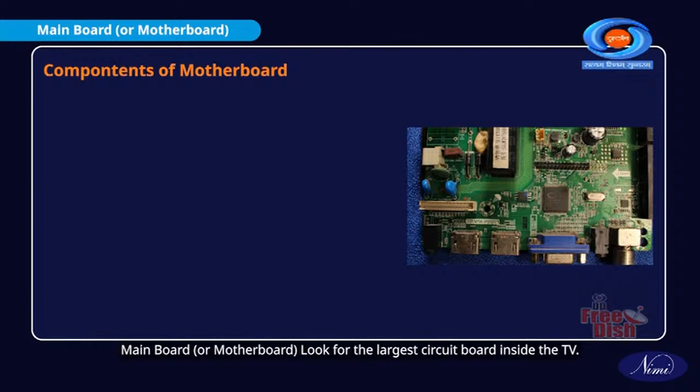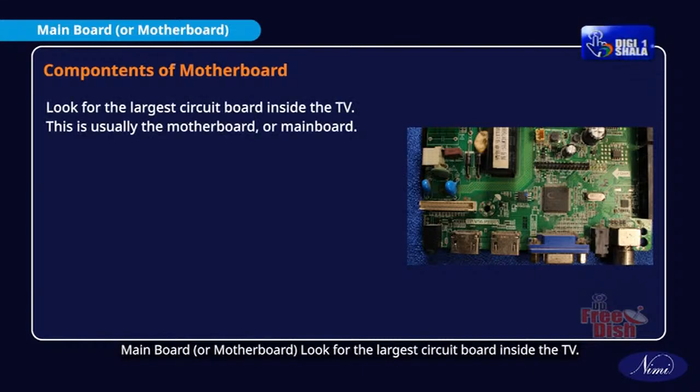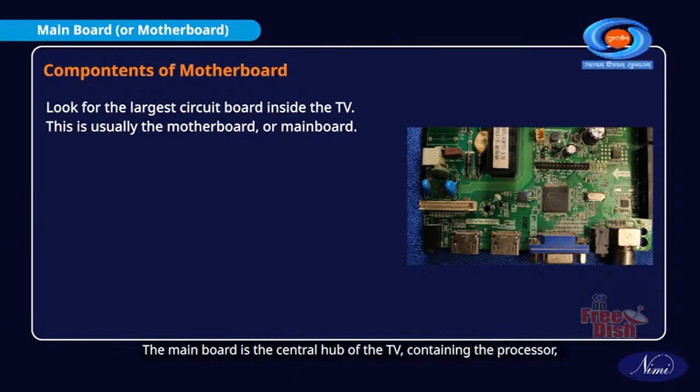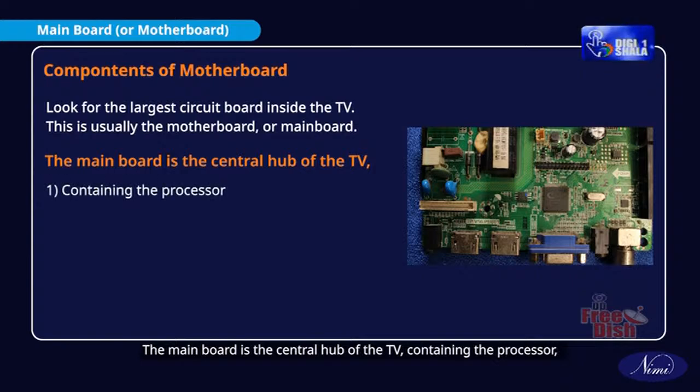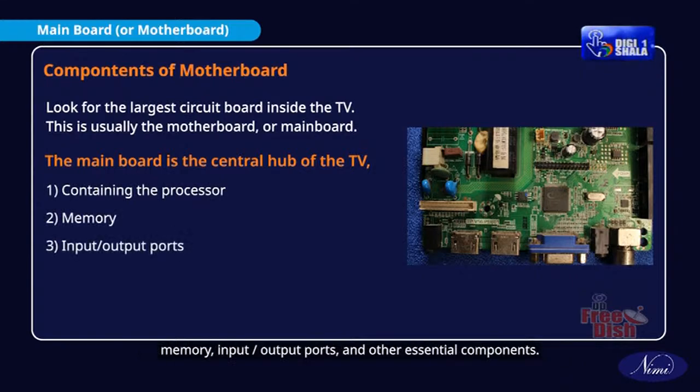Main board or motherboard. Look for the largest circuit board inside the TV. This is usually the motherboard or main board. The main board is the central hub of the TV containing the processor, memory, input and output ports and other essential components.